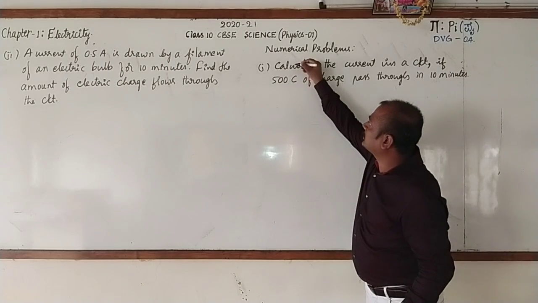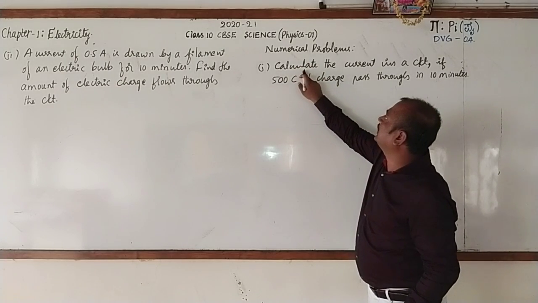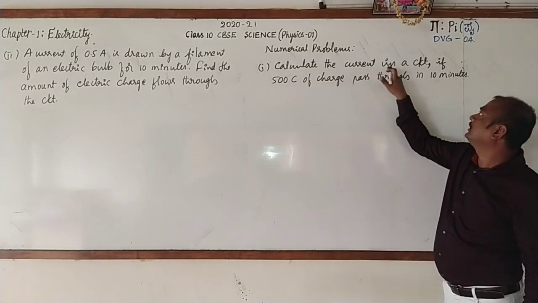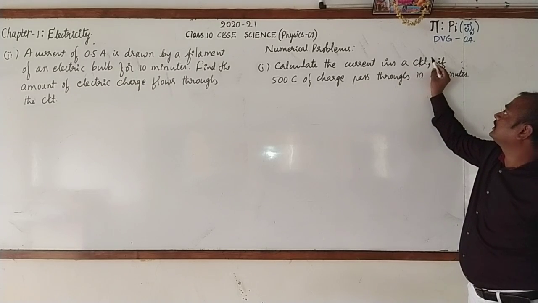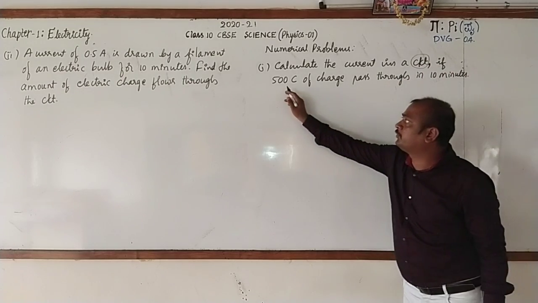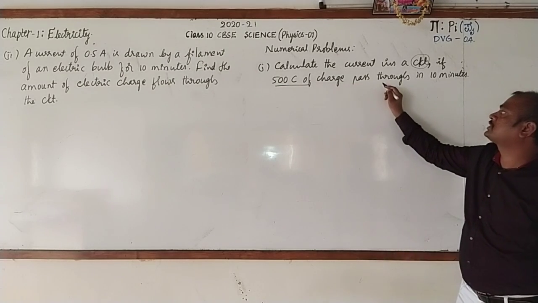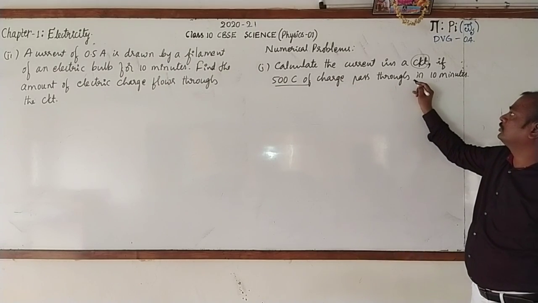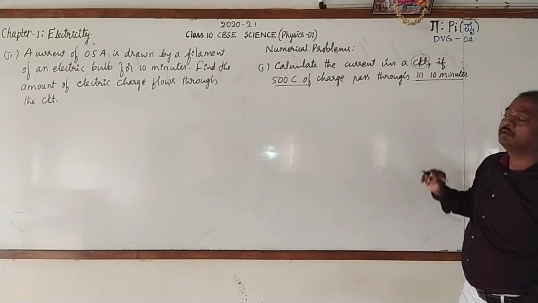Here, the question is: calculate the current in a circuit. It is the short form of circuit, CKT, circuit. If 500 coulomb of charge passes through that body in 10 minutes.